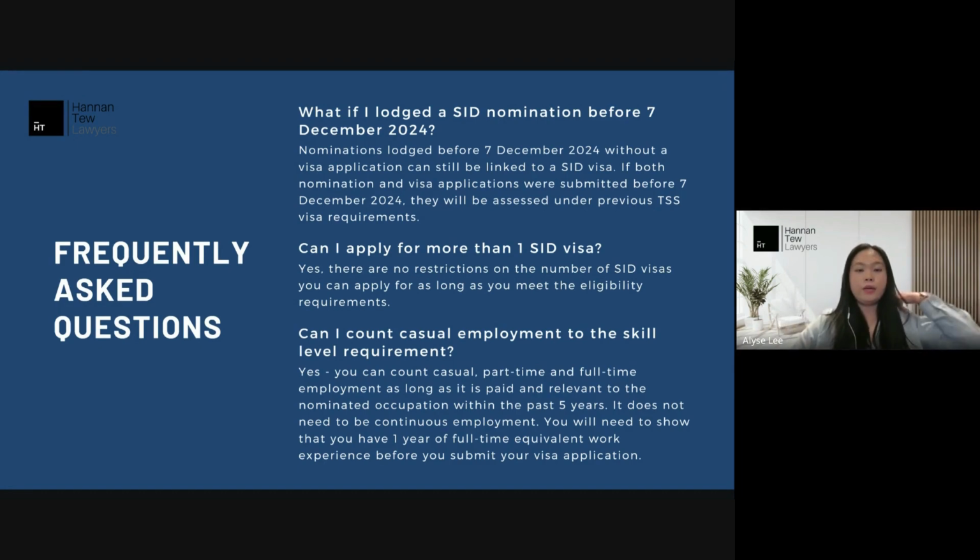Can the individual count casual employment to the skill level requirement? Yes. Since the SID visa came in, you can count casual, part-time, or full-time employment as long as it is paid and relevant to the nominated occupation, and it's within the past 5 years. It doesn't need to be continuous employment. All you need to do is show that you have a total of 1 year of full-time equivalent work experience before you submit your SID visa application.